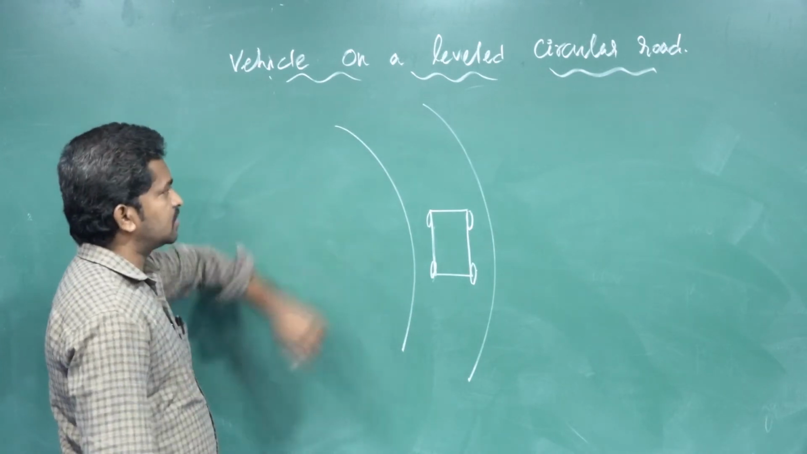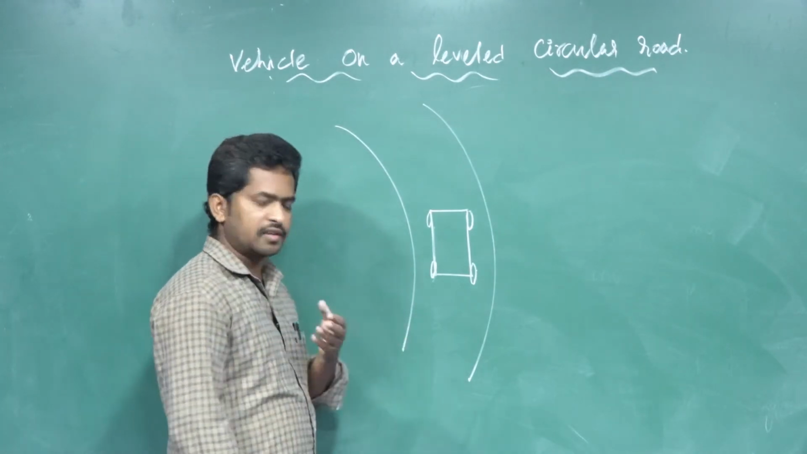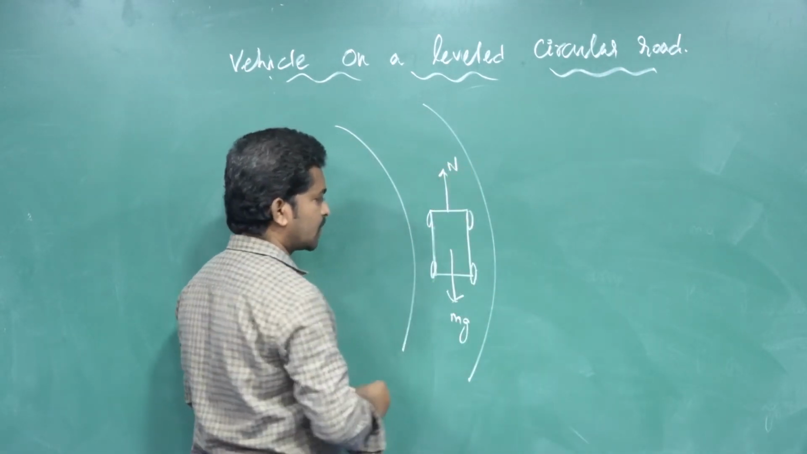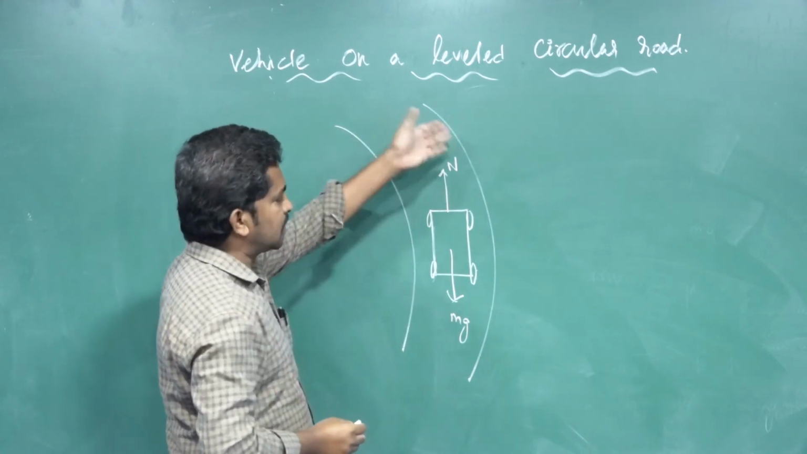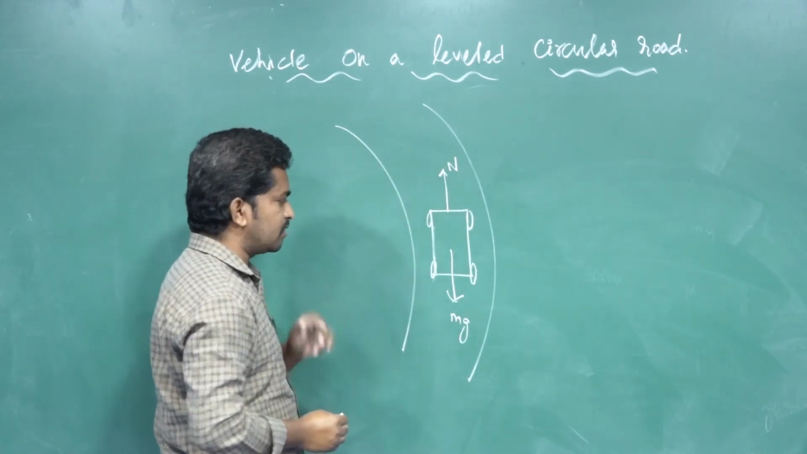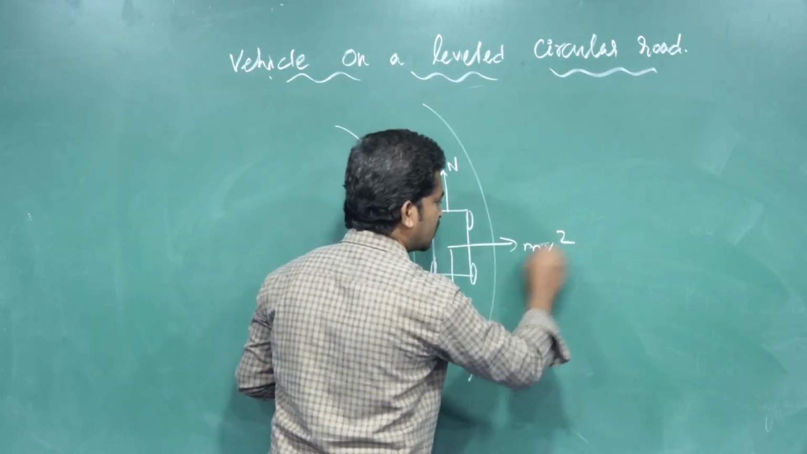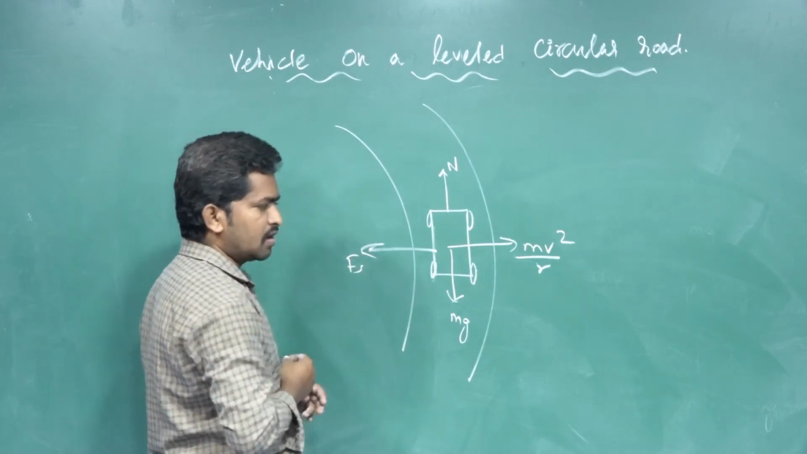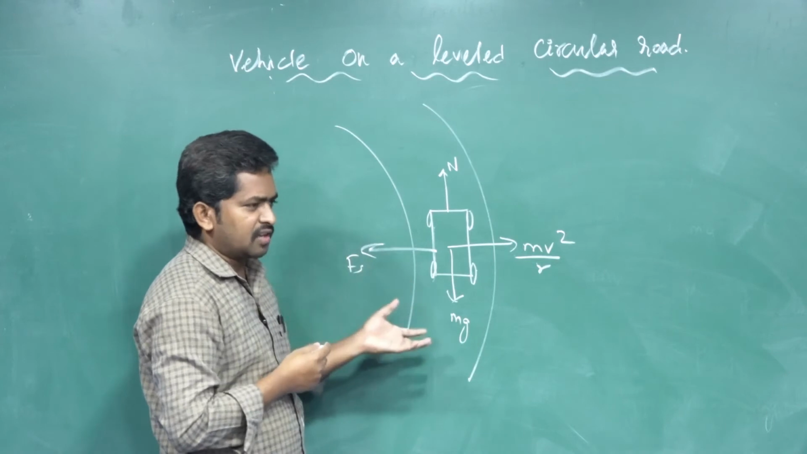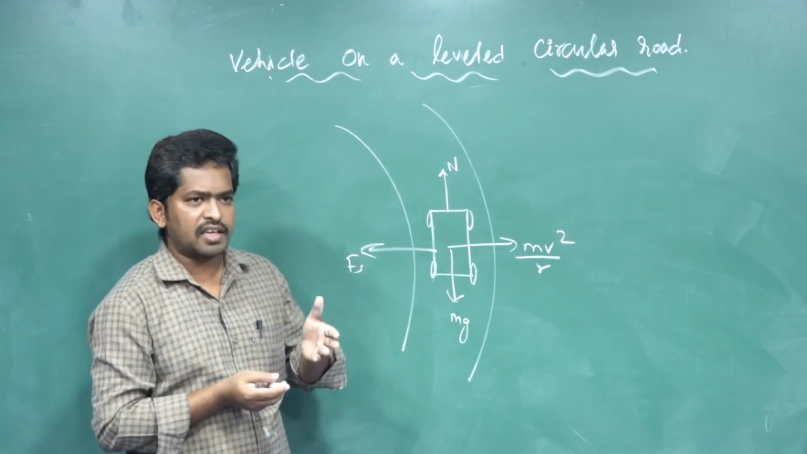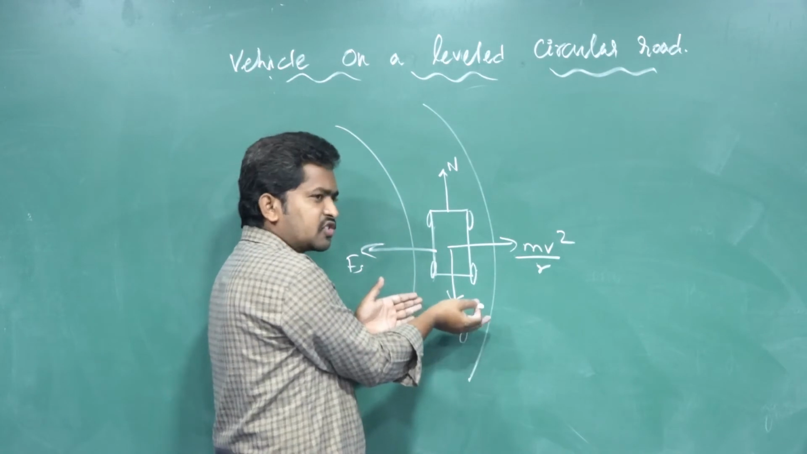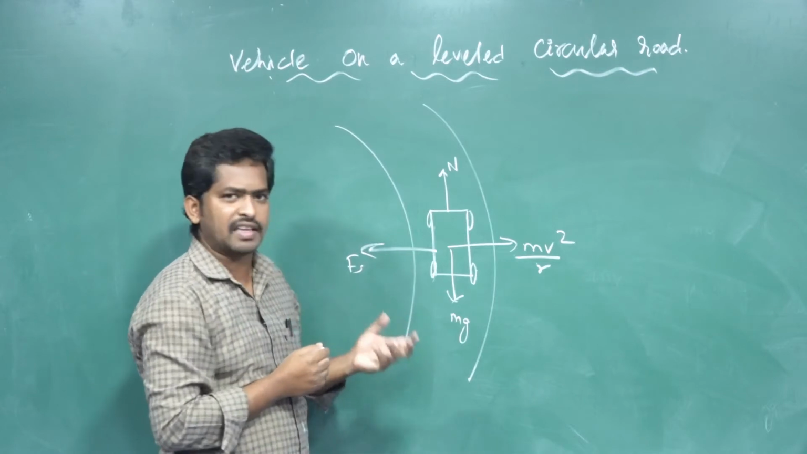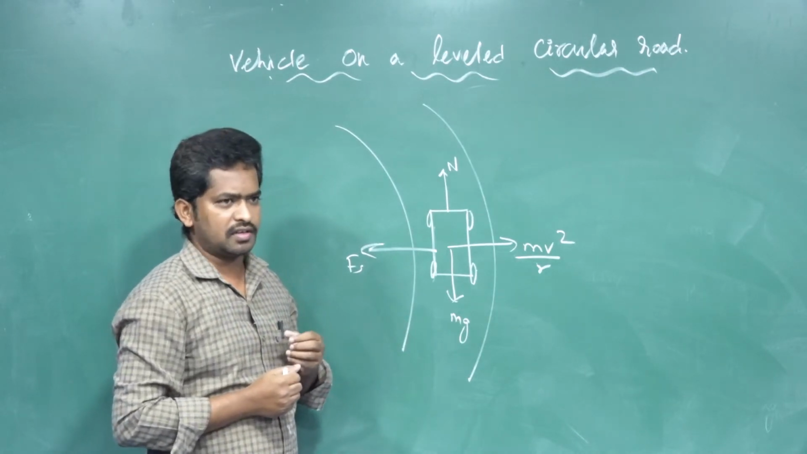So for a vehicle on a level circular road, you know well the basic forces: one is mg, another is the normal force N. In outward direction is mv square divided by r, and in inward direction is friction f. So the circular path should be banked. Banking means the outer edge is raised relative to the inner edge. That is called banking of track or banking of road.